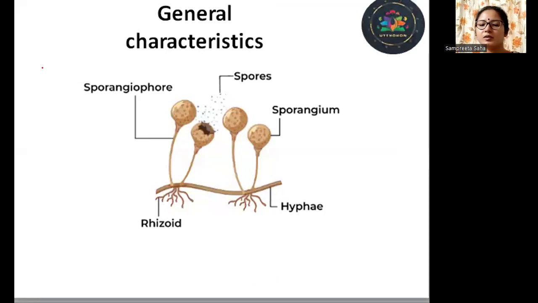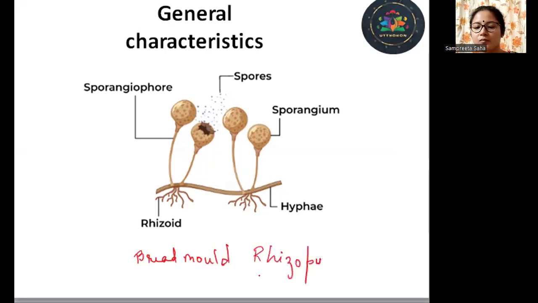So this is a typical structure of fungi. A very common type of fungi which you have come across would be the bread mold. It has a scientific name, that is Rhizopus. It's a very typical fungi and let us see the parts of the fungi.